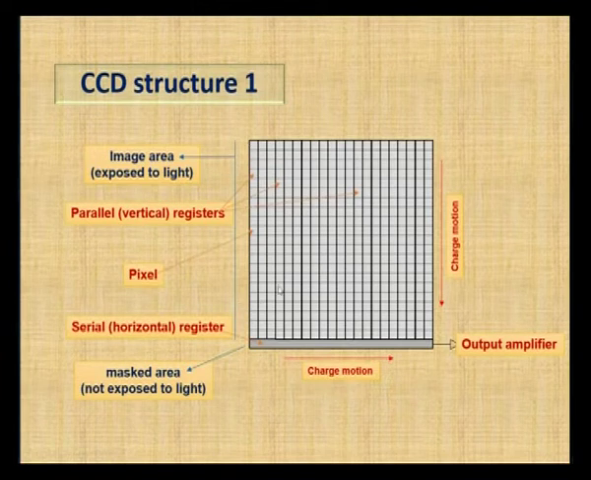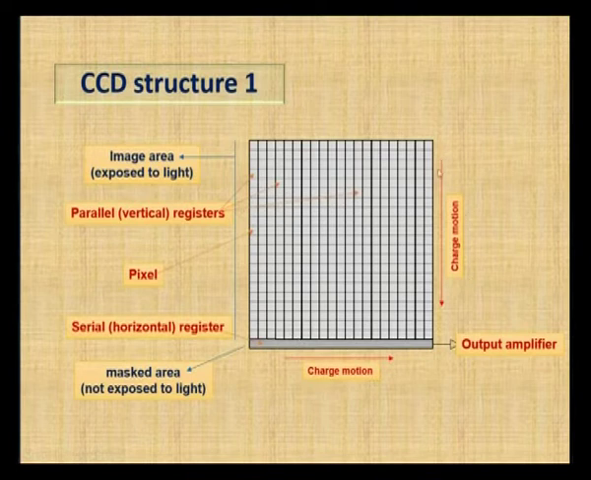This is a part where we are going to expose it to light. This is a small area called a picture element, or pixel. This is a small pixel. We also call them cells, where the charge packets are stored and moved from one pixel to another, or one cell to another like this, and at the end it is moved to this serial horizontal register.